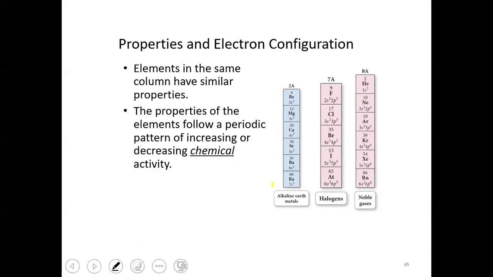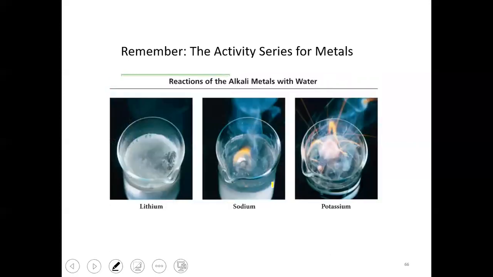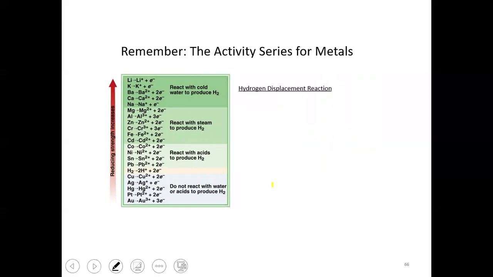Now, what's interesting is that within a group, we are going to see a periodic increase or decrease in different kinds of chemical properties. Let's go back, for example, to the metals. You remember that back in Unit 4, when we talked about redox reactions, we built this chart that we call the activity series, right? And remember that this was built on the basis of how a metal reacts with, let's say, water or with an acid. So if a metal is very active, it will react with just cold water to produce hydrogen. We said that was essentially a redox reaction.